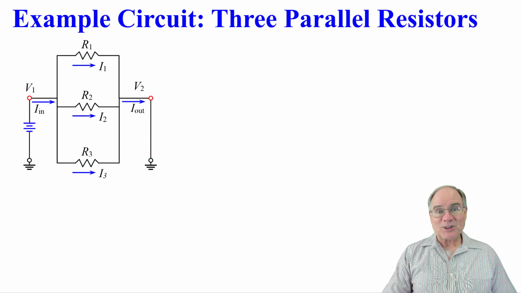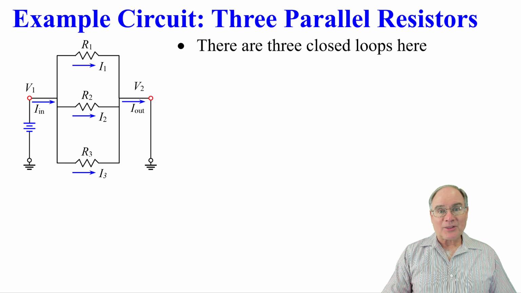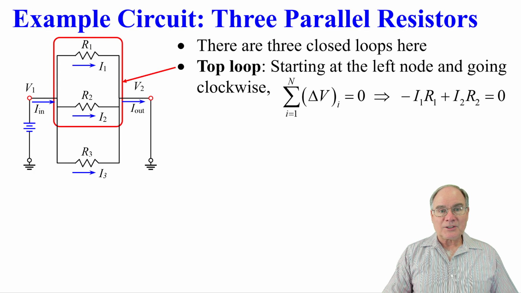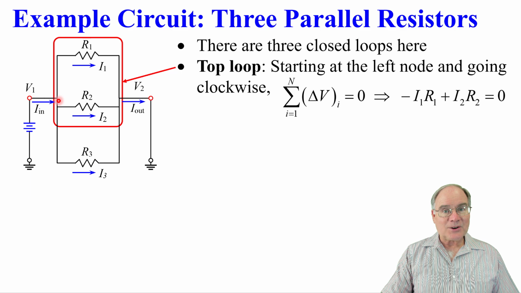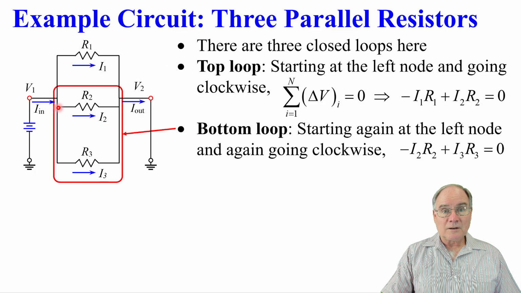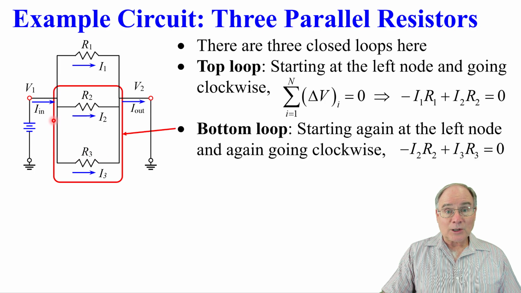Let's use the same circuit, 3 parallel resistors, for our example. I spot 3 closed loops here. The top loop, starting at the left node and going around clockwise, negative I1 R1, and then positive I2 R2, and back to the node, gives us this equation. For the bottom loop, we start at the same node, so we have negative I2 R2, and then we add I3 R3 and close the loop. That gives us this equation.